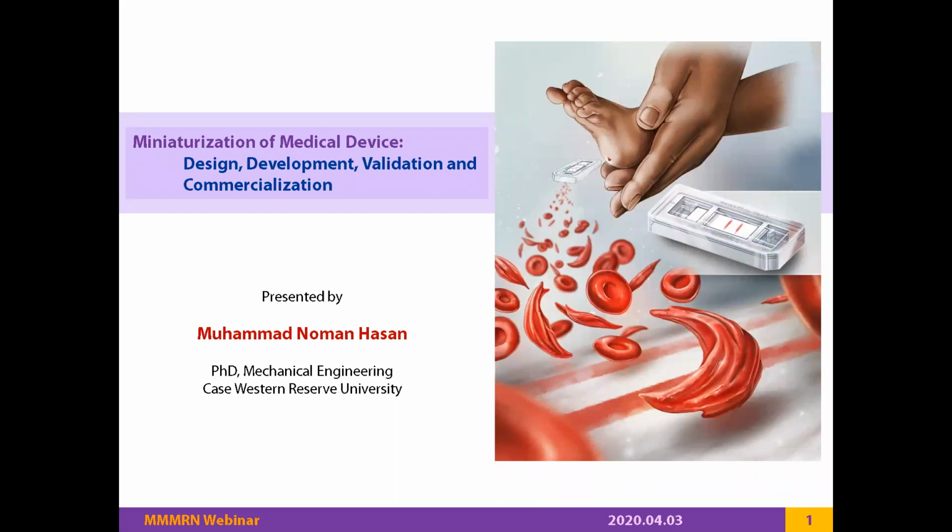So the topic of my discussion today is the miniaturization of medical devices. This is something I worked on in my doctorate study, so I'll talk about that, but I'll not only focus on just the research side. I'll try to provide a lot of different aspects along with the research aspect that I hope can be helpful for a lot of the youngsters here.